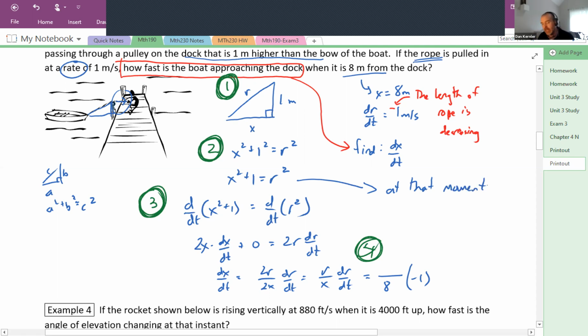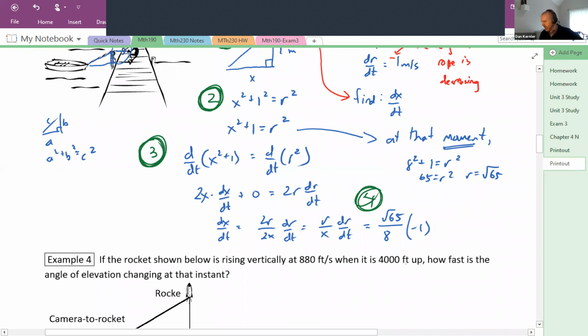I don't want to do that initially because that's not always true. It's just at that particular moment. At that moment, you have 8 squared plus 1 equals r squared. So that'll be 65 equals r squared. And so the length of rope will be square root of 65. And square root of 65 is almost 8. So this is almost -1. It's a little bit more, like -1.01 meters per second.